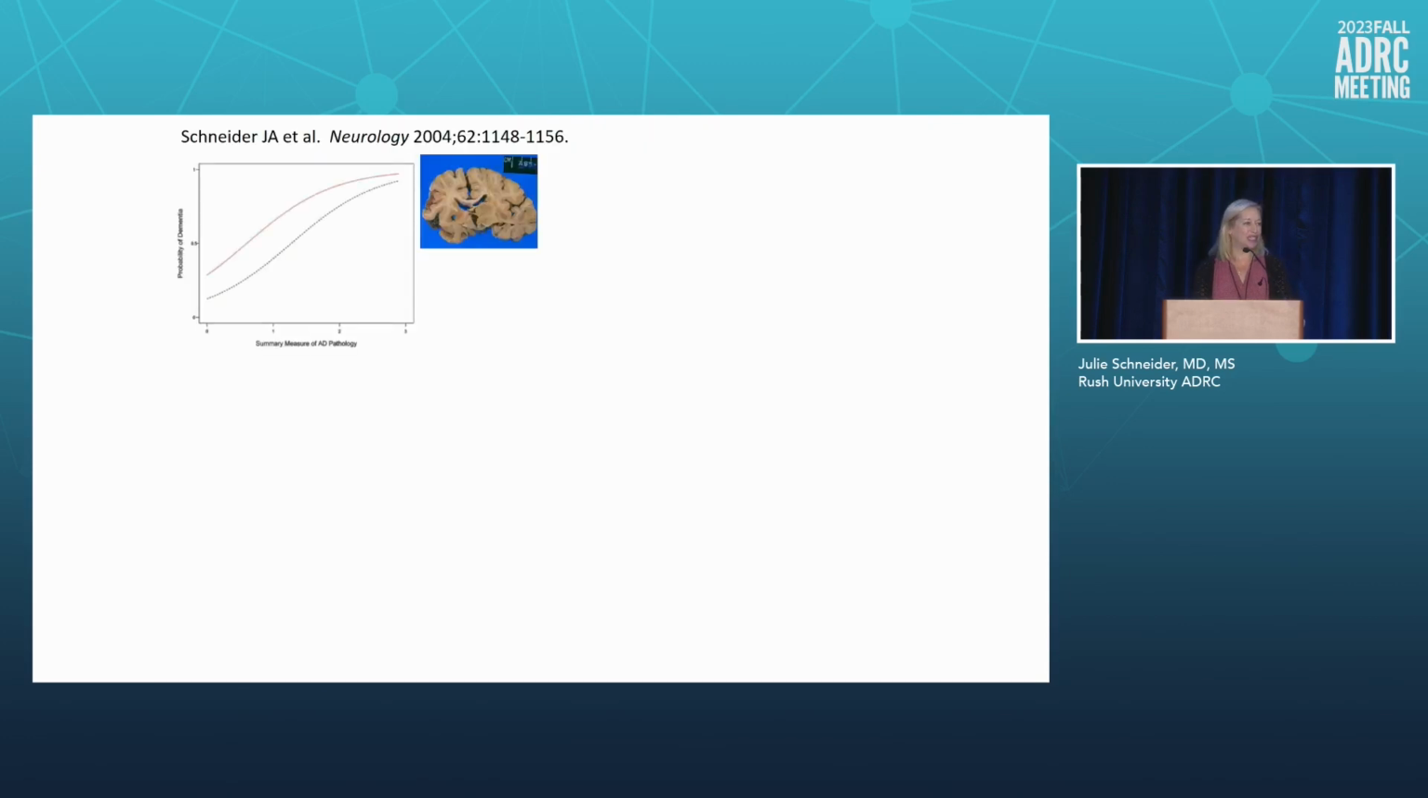You've seen these slides before, but this was a study quite a long time ago where we looked at if you have Alzheimer's disease pathology, what is your odds of having dementia? And as your Alzheimer's disease pathology goes up, your odds of having dementia goes up. Makes sense. And you can see that in the blue line. If you have an infarct in your brain, your odds of having dementia go up to where the red line is.